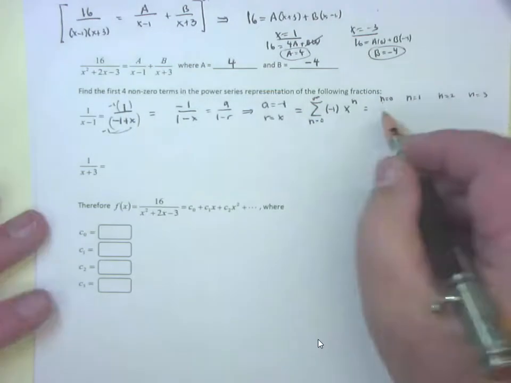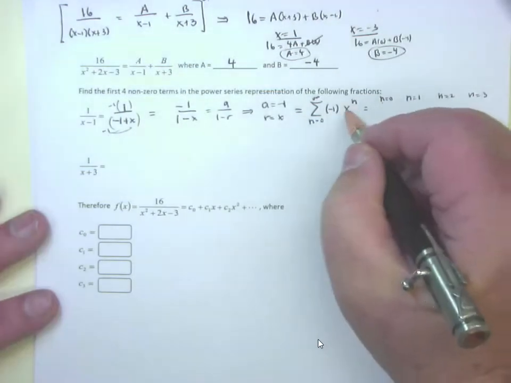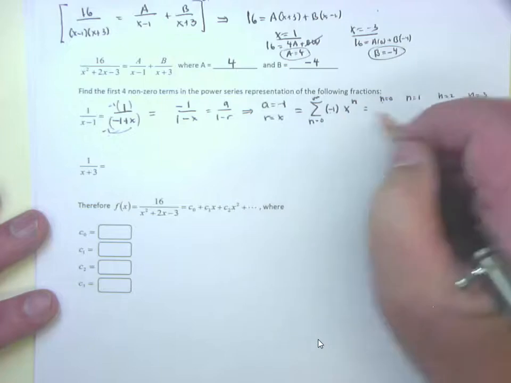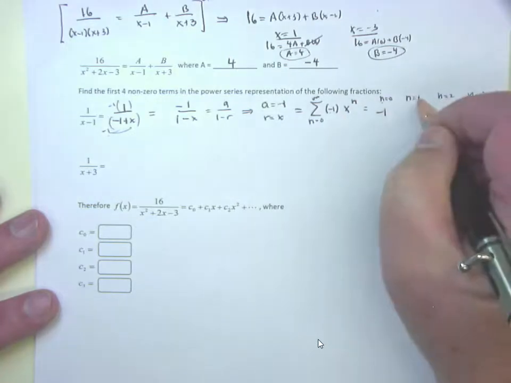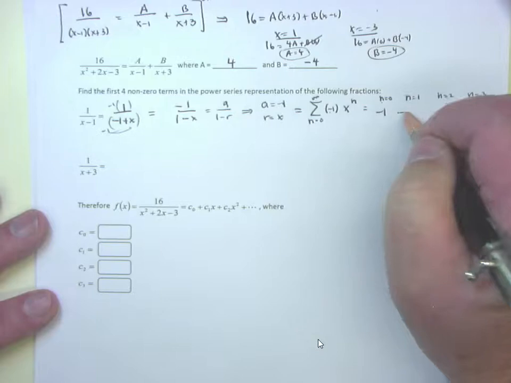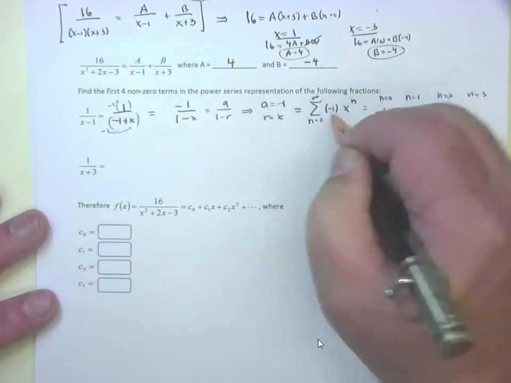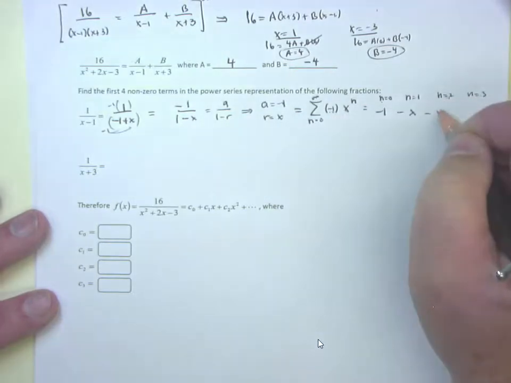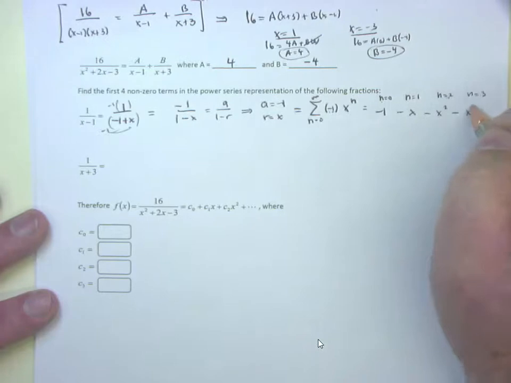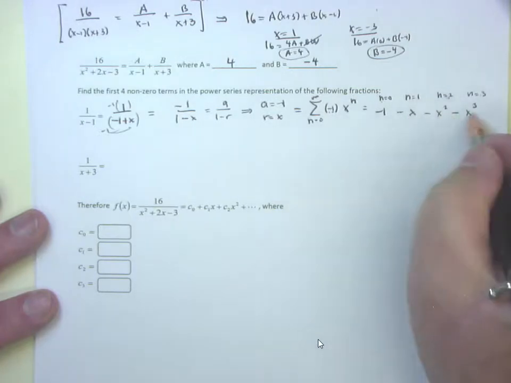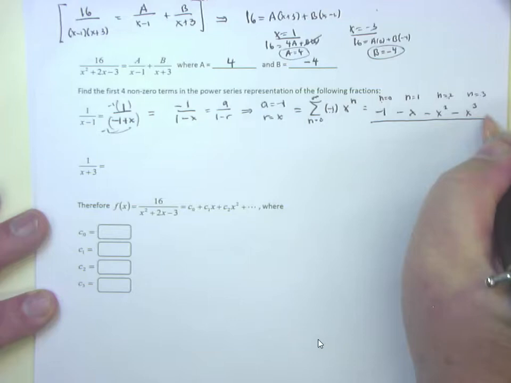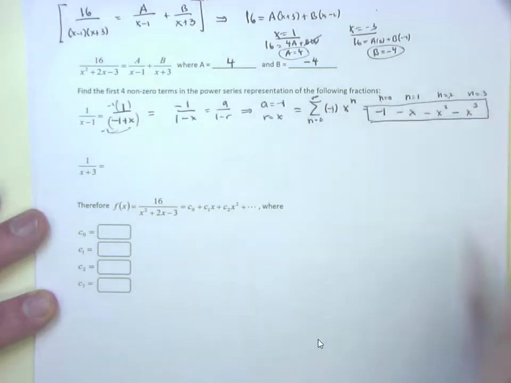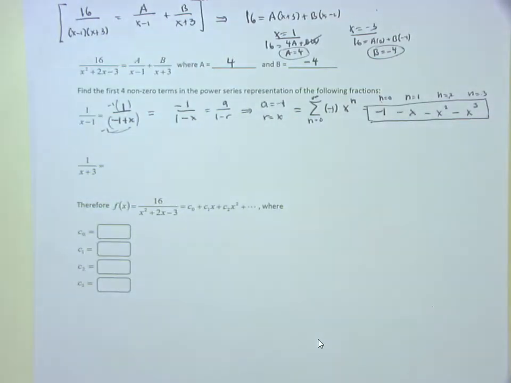So plugging in 0, this will be negative 1. X to the 0 is 1. 1 times negative 1 is negative 1. Plug in 1. X to the first will be minus x. Plug in 2. It will be negative x squared. Plug in 3, negative x cubed, but it's 1, 2, 3, 4 terms. So this would be my answer in terms of WebWork. Does that make sense? Questions?